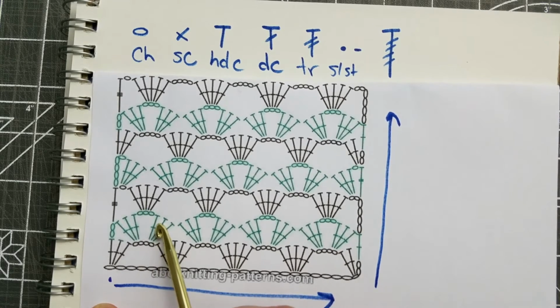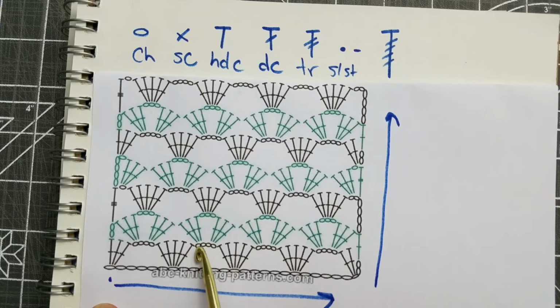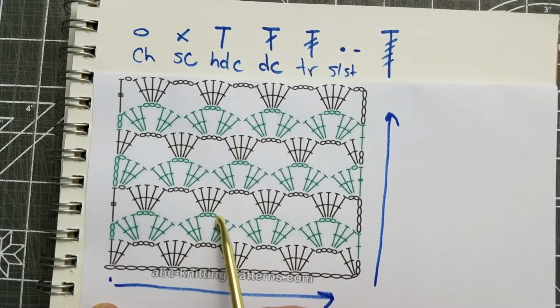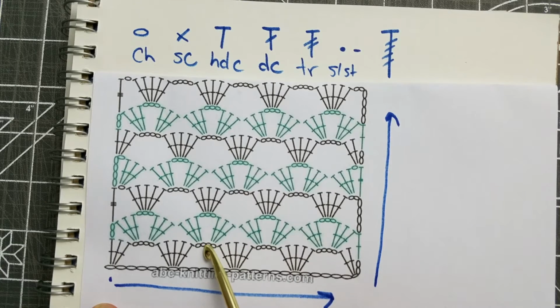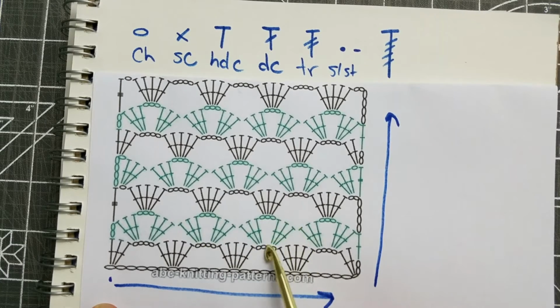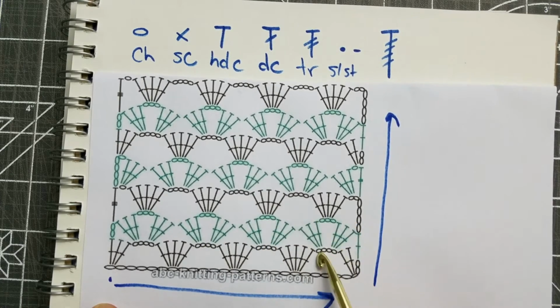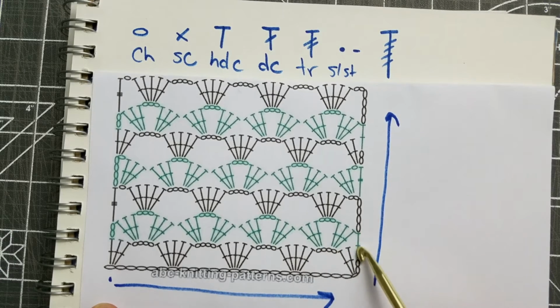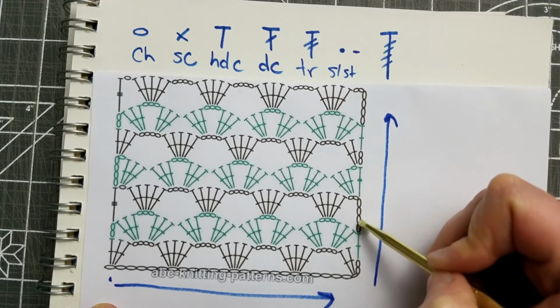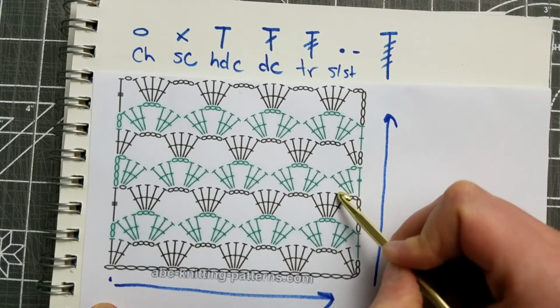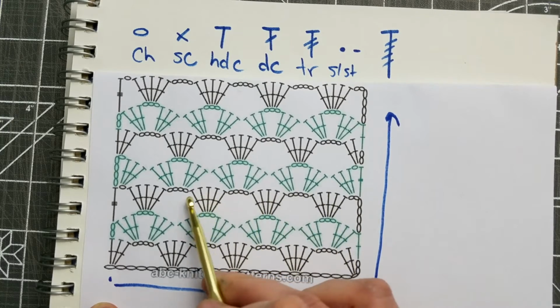3 chains, 3 double crochets into this space, 3 double crochets into this space, 3 chains, 3 double crochets into this space. And you continue on in that same pattern across the row, a double crochet into the top of this chain. And you continue along the pattern that same way.